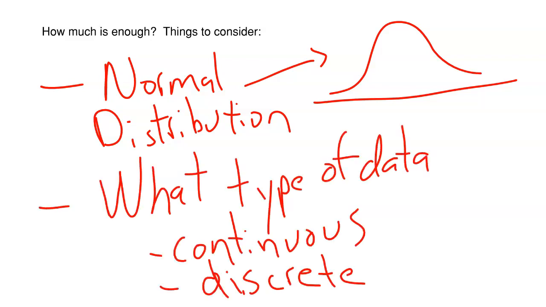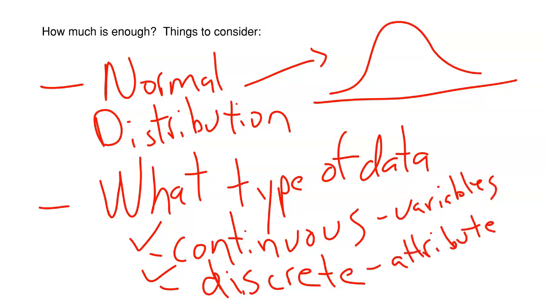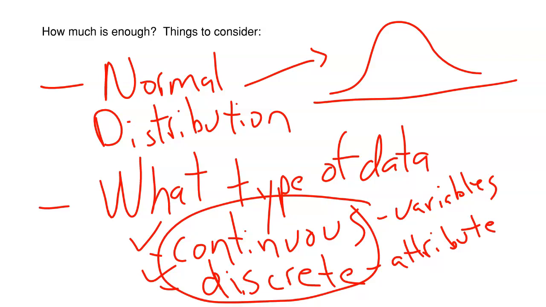there are two big category types of data that we're often working with when we're dealing with process analysis and process improvement project work. It's continuous and discrete data types. Sometimes continuous data is called variables data, while sometimes discrete data is called attributes data. We'll be calling it continuous and discrete. Here's the difference between the two.